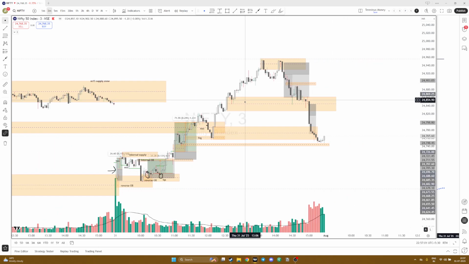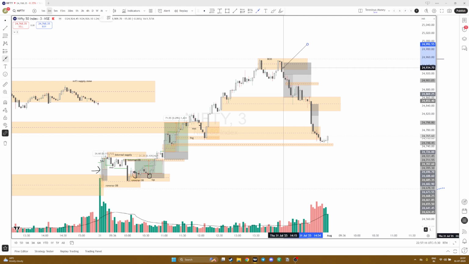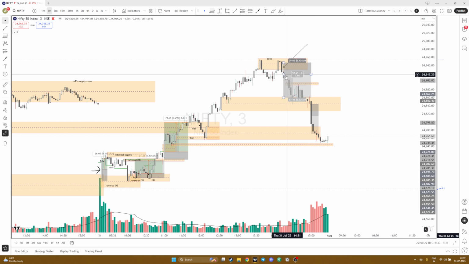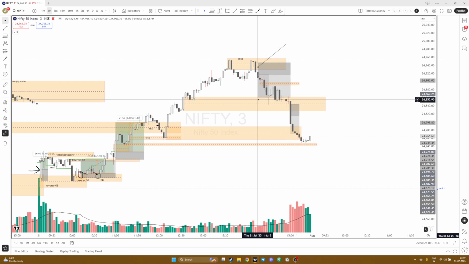I shifted to the 3 minute frame, and this block right here marked the reverse order block. I will just write it as ROB. So this marked the reverse order block, and this engulfing happened here in this candle. So I was a little late in entering this position, but yeah, I entered here, and it was a good 1:2.